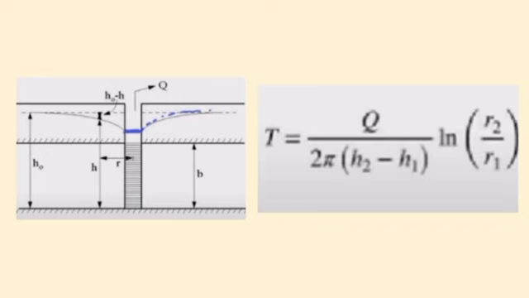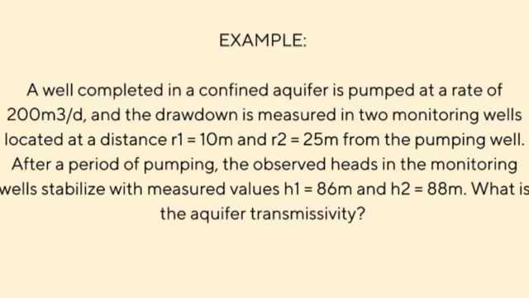I'll give you an example. So, a well completed in a confined aquifer is pumped at a rate of 200 cubic meter per day, and the drawdown is measured in two monitoring wells located at distances 10 meters and 25 meters from the pumping well. After a period of pumping, the observed heads in the monitoring wells stabilized with the measured values of 86 meters and 88 meters. What is the aquifer transmissivity?